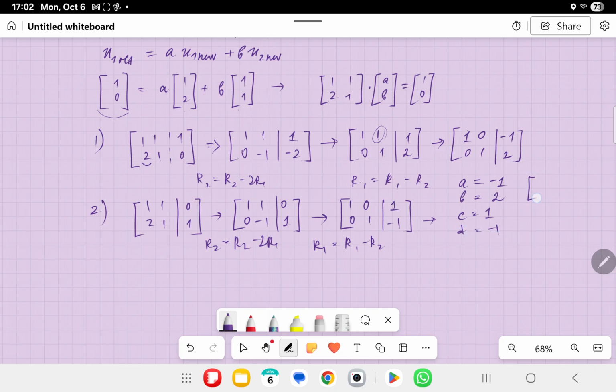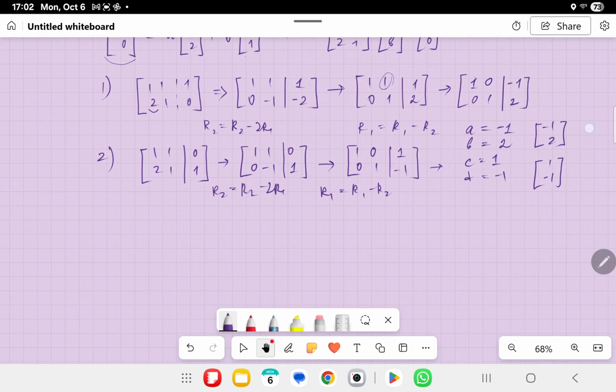So I got two columns, minus 1, 2, and from the second one, 1, minus 1. Well, maybe I made a mistake somewhere, but let's consider that all these answers are correct. Now I'm going to build my transformation matrix from these two columns. So that's my transformation matrix.